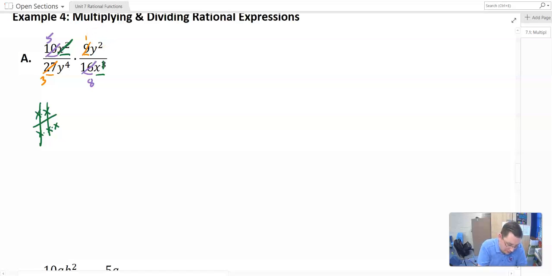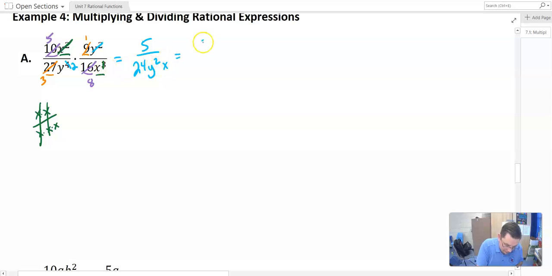Same will happen to the y's. When we look at that pairing, we've got y to the 4th and y squared. So again, the 4 minus the 2 means that this power is going to go to 2, and this completely cancels. And so now we can multiply straight across, and we're basically at our final answer. And so multiplying straight across, 5 times 1 is going to give us 5. All the variables in the numerators went away. 3 times 8 is 24. We've got a y squared, and we've got an x.